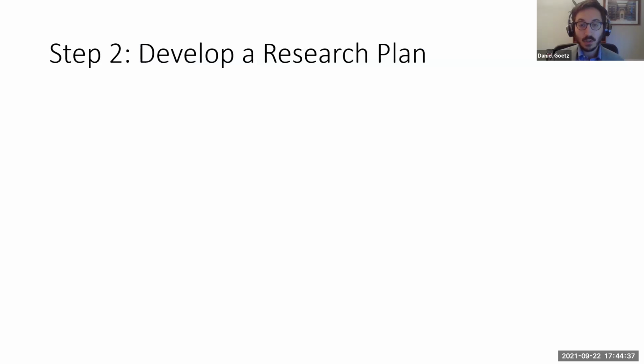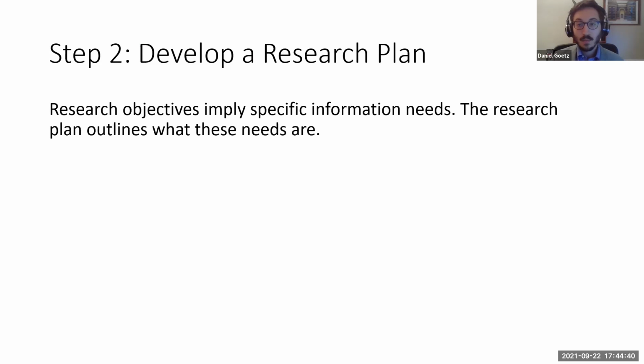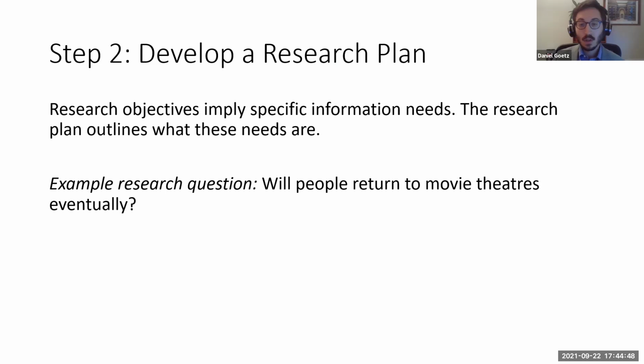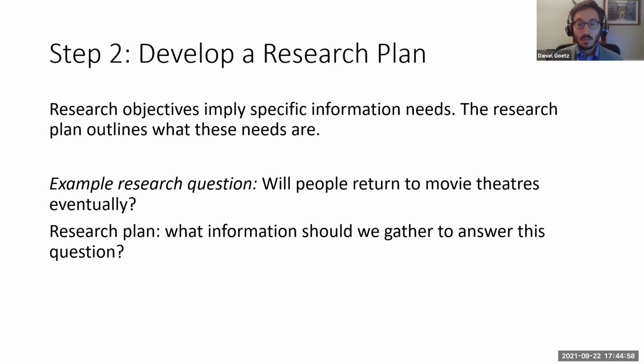Okay, so once you have your question, you can develop a research plan. Your research objective will imply specific information needs, right? And the research plan will outline what those needs are. So if we think about the question, will people return to movie theaters eventually? Our research plan should tell us what information we gather to answer this question, right? So if I'm running a survey, what should I be asking? Or if I'm not running a survey, what other information should I be getting, right?